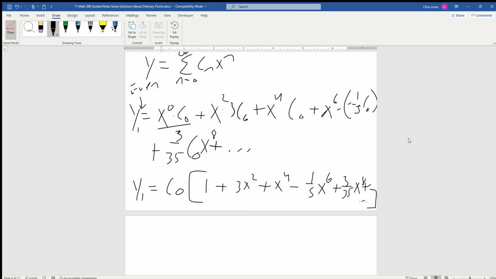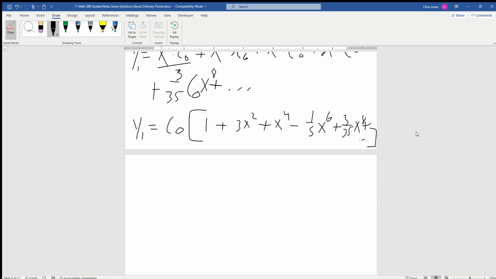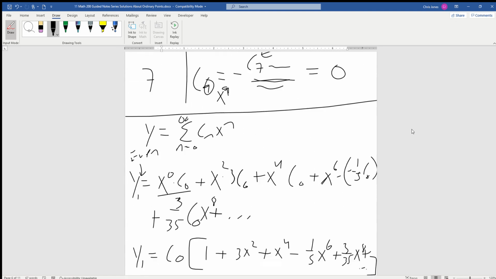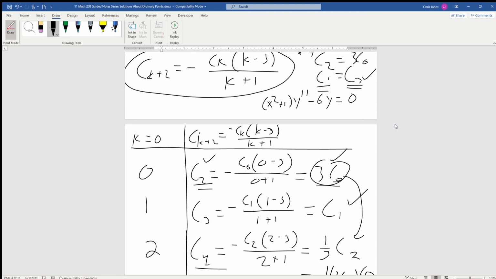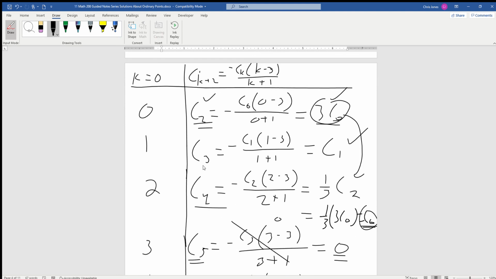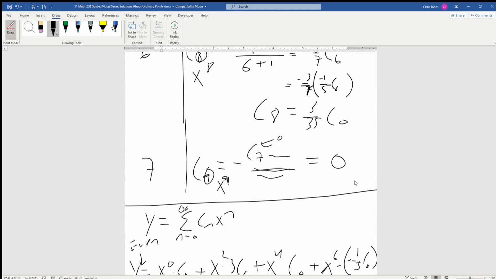And you can leave your solutions just in that form. That's perfectly fine. Now, what's the second solution? Well, that's when we have C1 terms. So these are going to be all of the odd terms for C. All right, so let's go all the way back up. Now remember, C1 is just C1. But we have that C3 is equal to C1. All right, so here's what we can write.